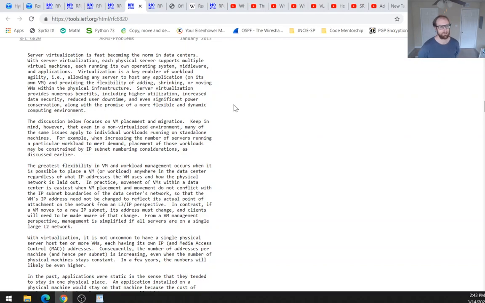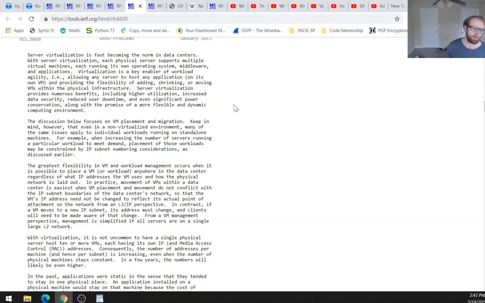Server virtualization provides numerous benefits, including higher utilization, increased data security, reduced user downtime, and even significant power conservation, along with the promise of a more flexible and dynamic computing environment. The discussion below focuses on VM placement and migration.